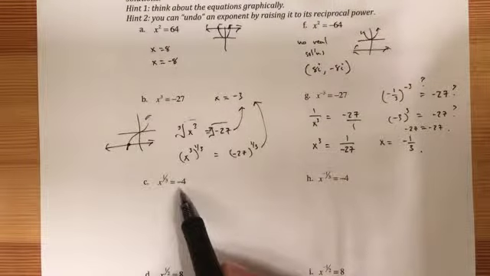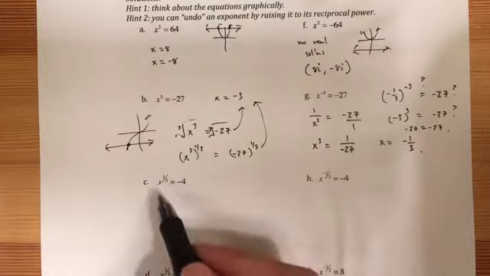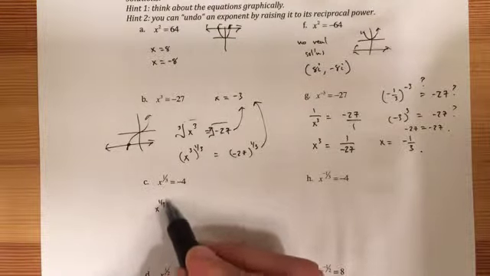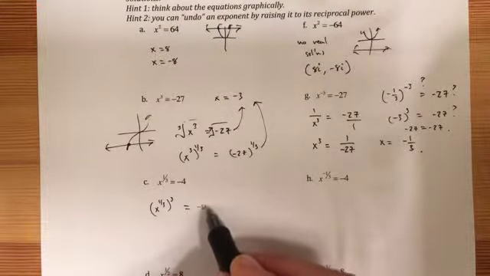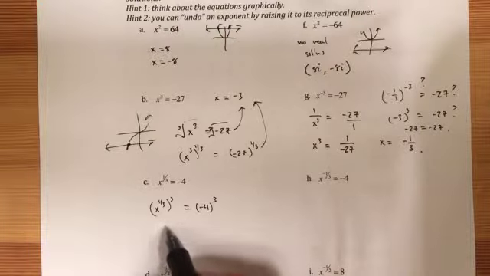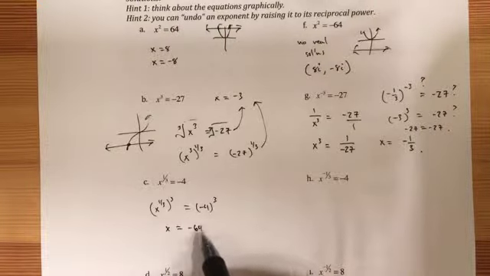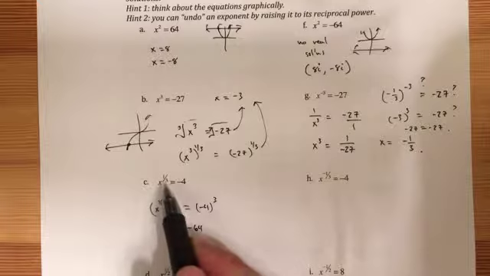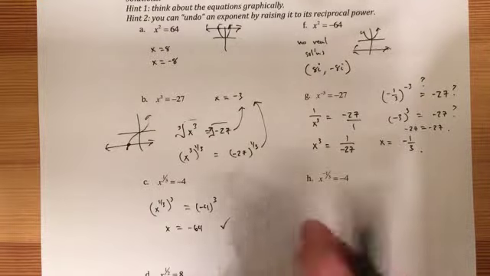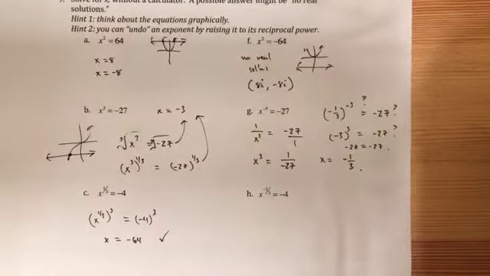X to the 1/3 equals negative 4. Well, to get rid of the 1/3, I can cube both sides, so raise to the reciprocal power. And that should give me x equals negative 64. Checking it: negative 64 to the 1/3, is that negative 4? Yes, it is.